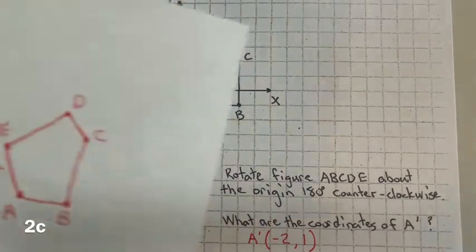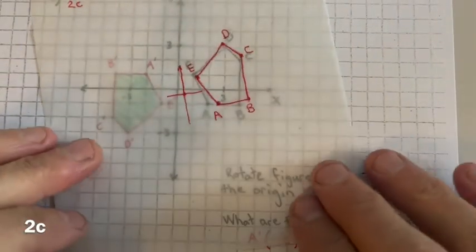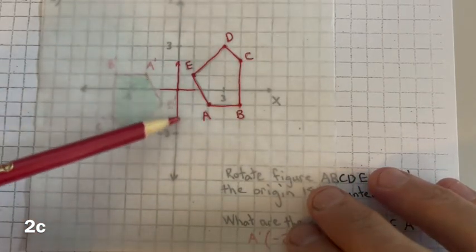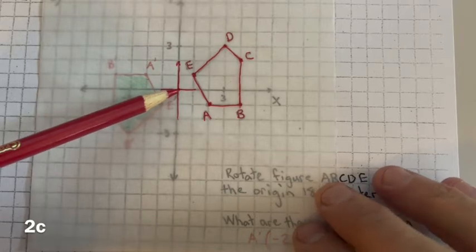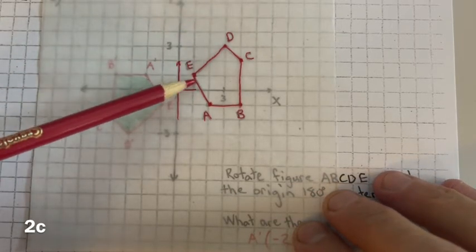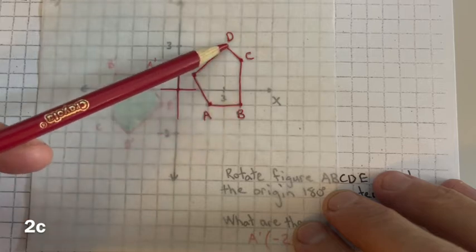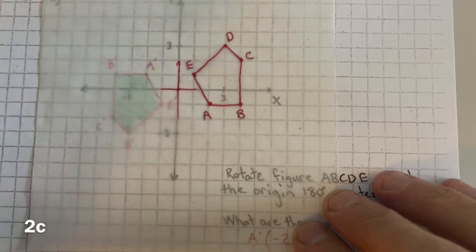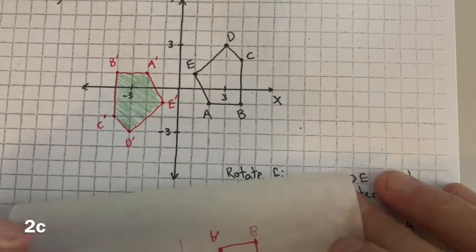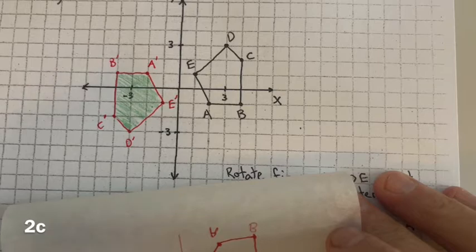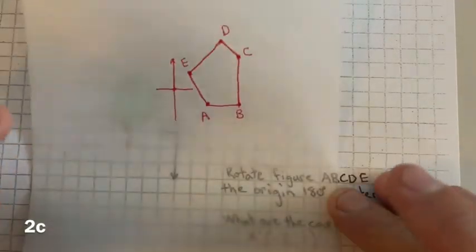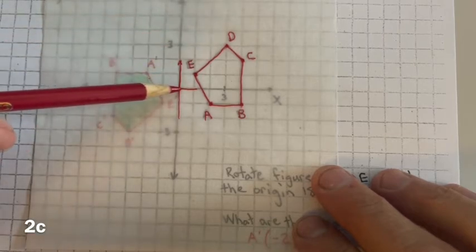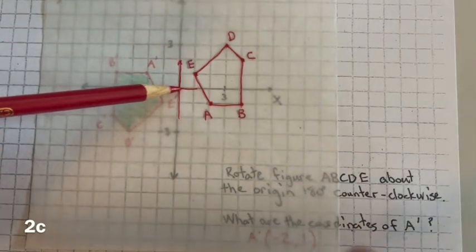First, I'll use patty paper. If you're going to use patty paper, you go ahead and do the reference cross at the origin, or origin cross. And you're going to go ahead and trace figure ABCDE. And then I traced the back side, so there's ink on the back side of it, so that when I rotate it, it'll transfer.